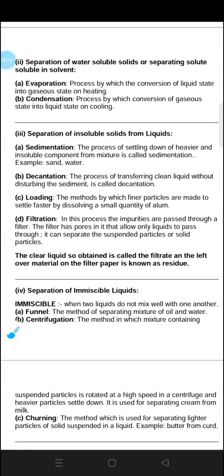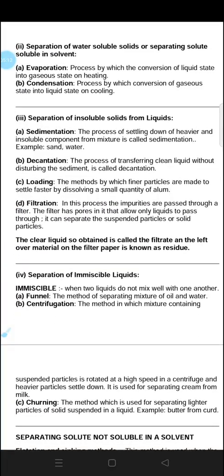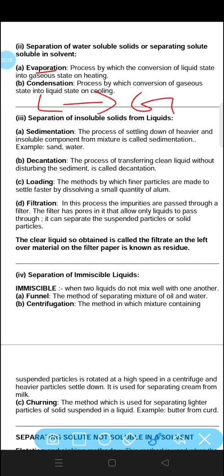Next is separation of soluble solids, or separating solute soluble in solvent. One is evaporation, the process by which a liquid state is converted into gaseous. When a liquid is converted into gaseous state, like water converted into water vapor, it is called evaporation. And if we do the reverse, when gas is converted into liquid, it is called condensation. So they both are reverse processes.